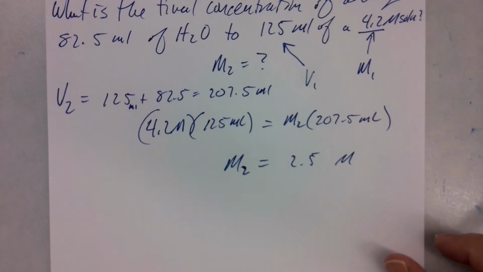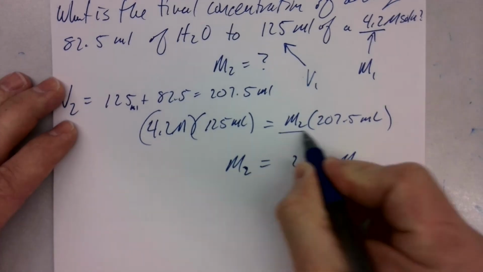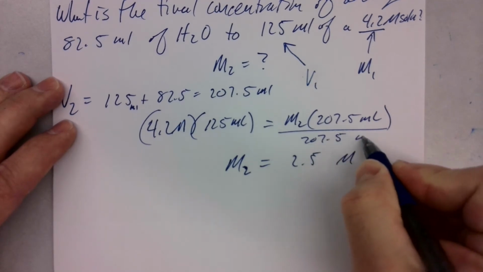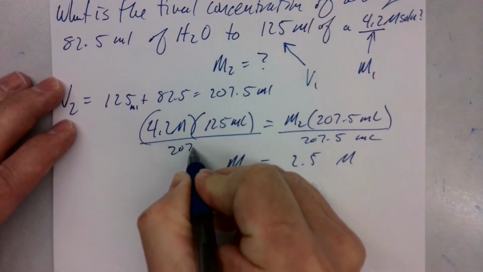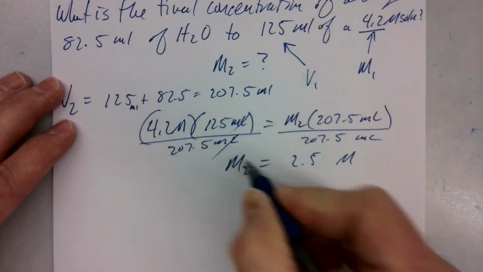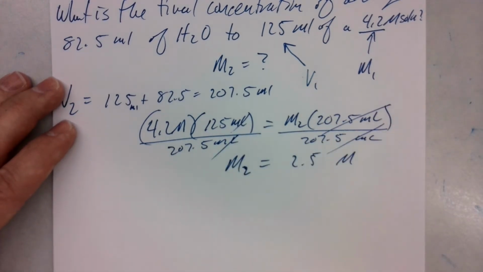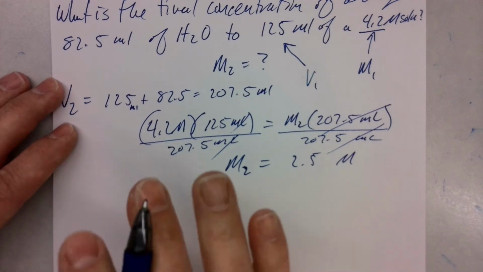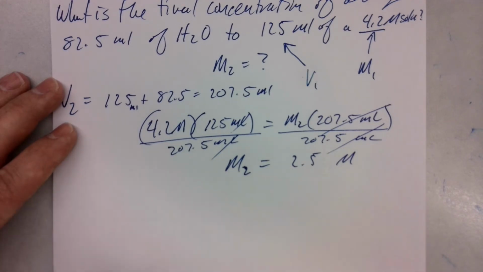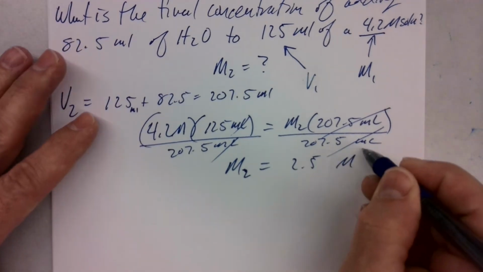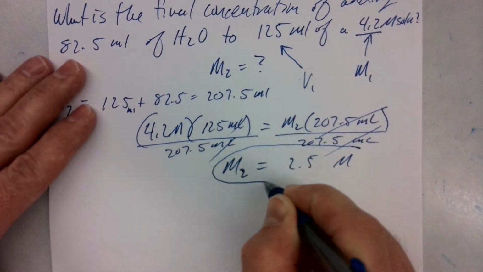Would you have to multiply the M2 and the 207.5? You would, but what they did is they just divided by 207.5 to solve that, right? Now my milliliters reduce out, giving me my M2 by itself. I was thinking of multiplying those two together to get the final concentration. No. Molarity is a concentration. That's just it. Now, this is what I can never convince students to do.